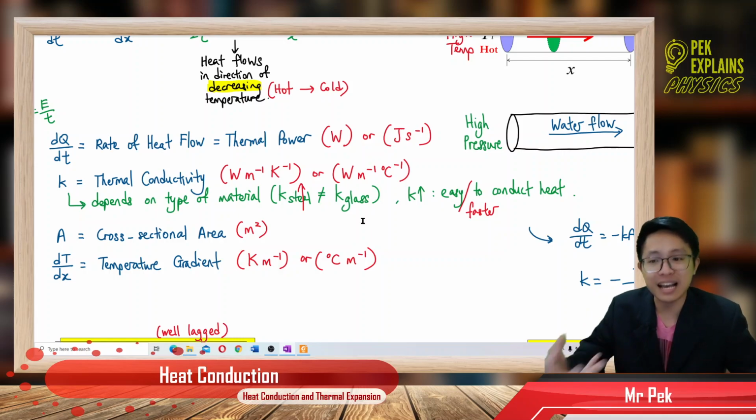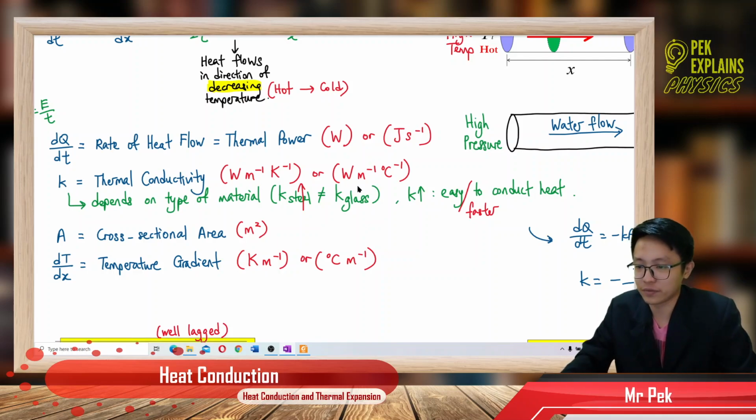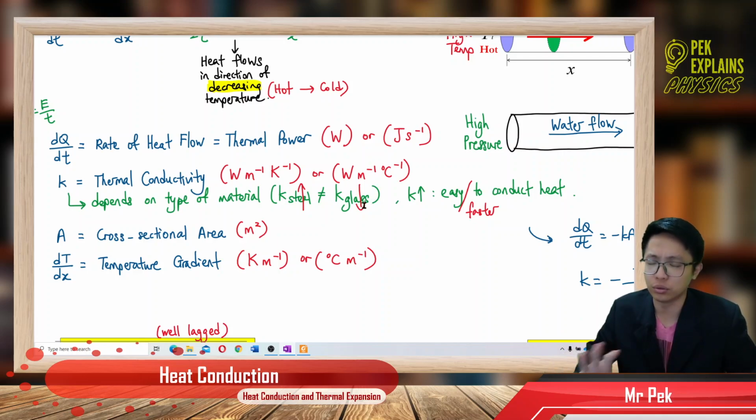But let's say the pan is made of glass. If you try to heat the glass, when will the pan become hot? It never becomes hot because it has very low thermal conductivity. So this glass has very low thermal conductivity. Very slow to conduct heat, very hard to conduct heat. It takes a very long time to conduct heat.